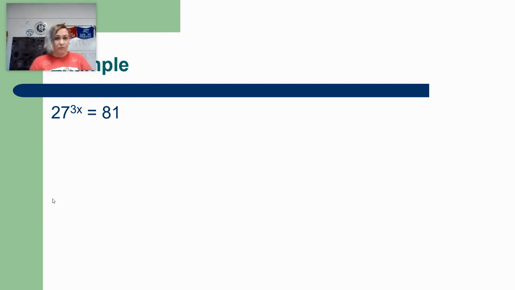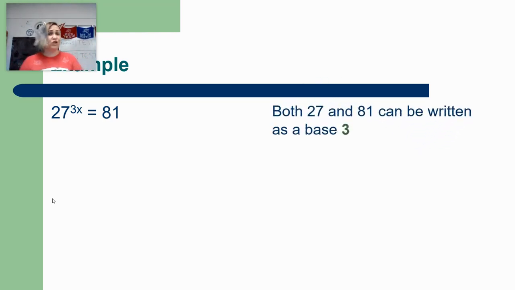For all of today's problems, we're going to get what's called a common base. Now, if you remember from last chapter, the base is the big number, right? And then the exponent is the little number. And so when I say we're going to get a common base, that means that we're going to make the big numbers be both the same big number. And in this scenario, 27 and 81 can both be written as a base of 3.